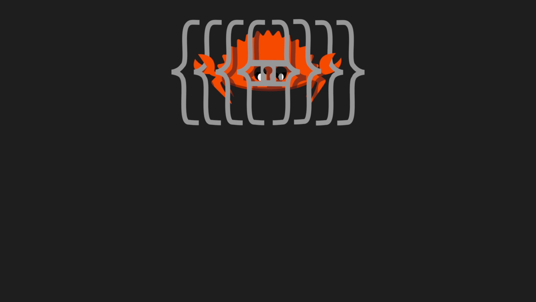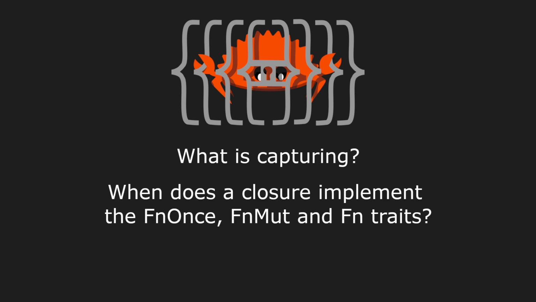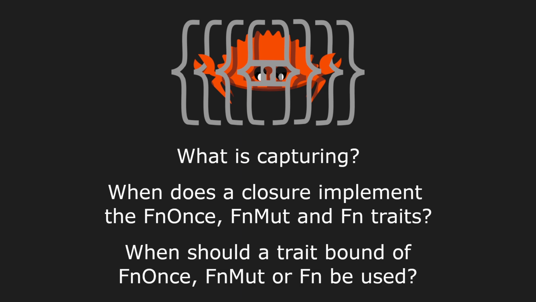In this video, I'll aim to answer the following questions. What is capturing? When does a closure implement the FnOnce, FnMut and Fn traits? And when should a trait bound of FnOnce, FnMut or Fn be used? Understanding the capture mechanism will make it easier to understand other closure concepts.